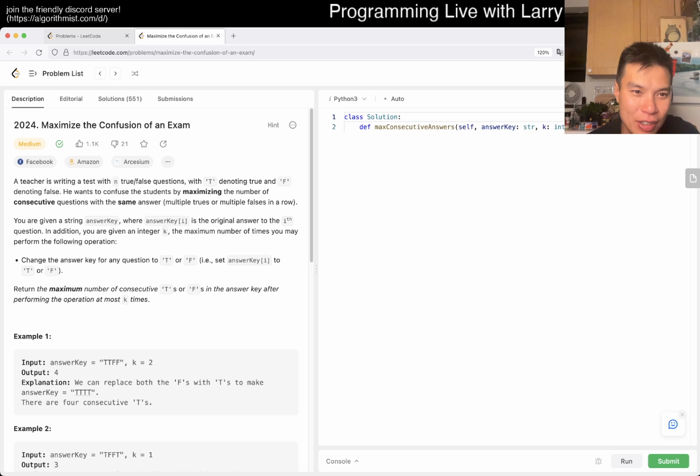2024, maximize the confusion of an exam. Why would you maximize it? Seems like it's more like Leetcode maximizing the confusion of their problems, but that's besides the point. Anyway, the teacher is writing true, false. T is true, F is false. That would be confusing if it was the other way around, but that's besides the point. He wants to maximize the number of consecutive questions of the same answer. That would be pretty evil, actually.